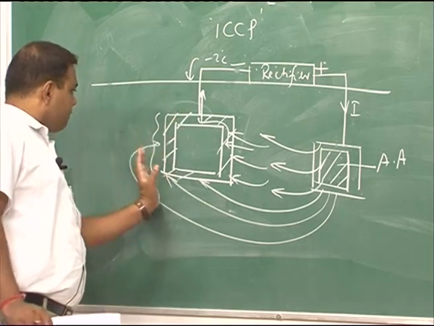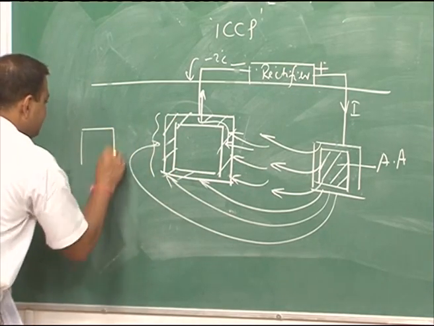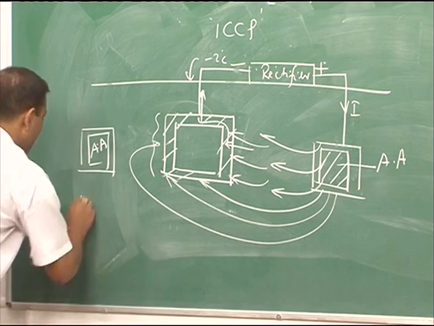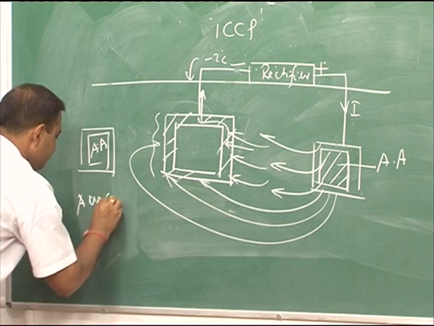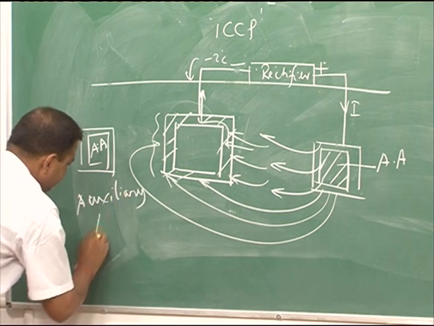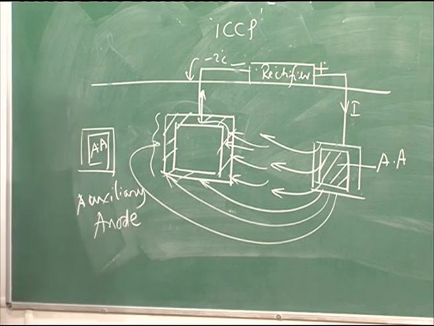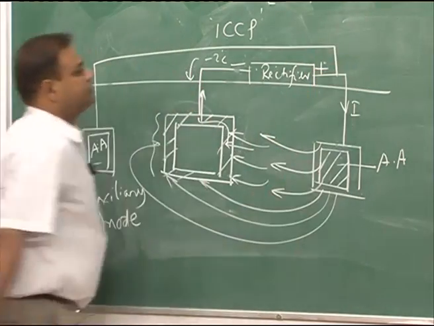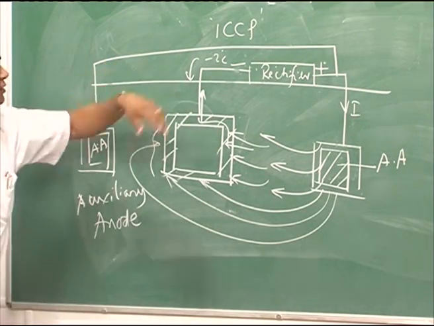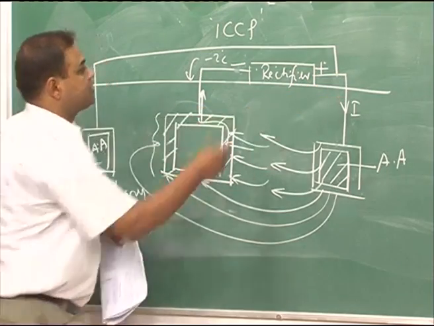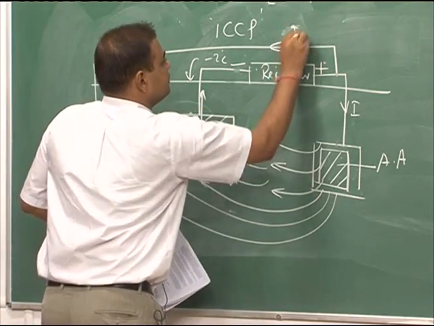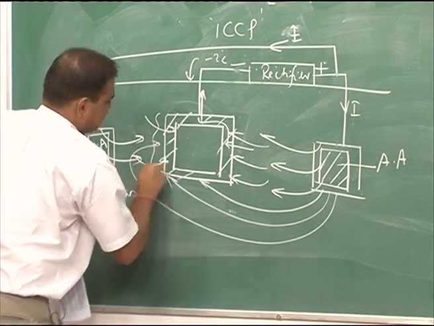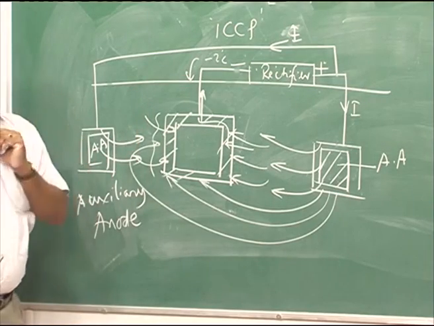Now, in order to have complete protection, what do we do? We put another auxiliary anode here. AA means auxiliary anode. We connect it to the positive side. If we connect it to the positive side, the current also goes through this, leaves this surface and enters that surface. So, we have complete protection.